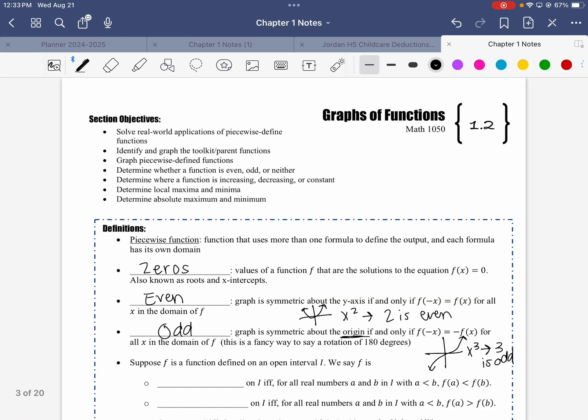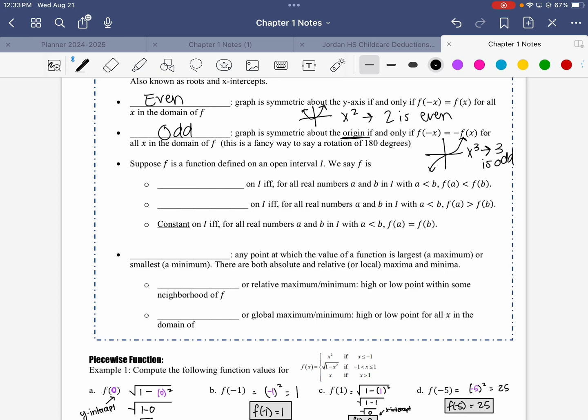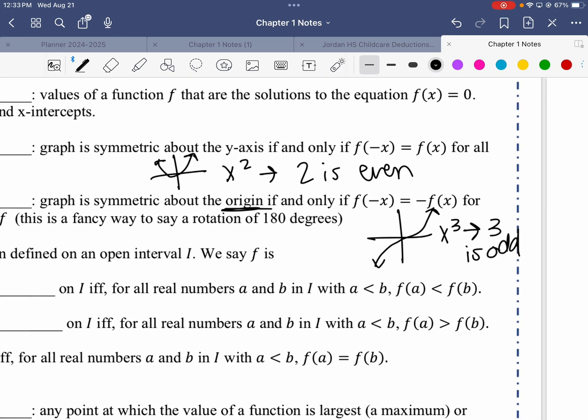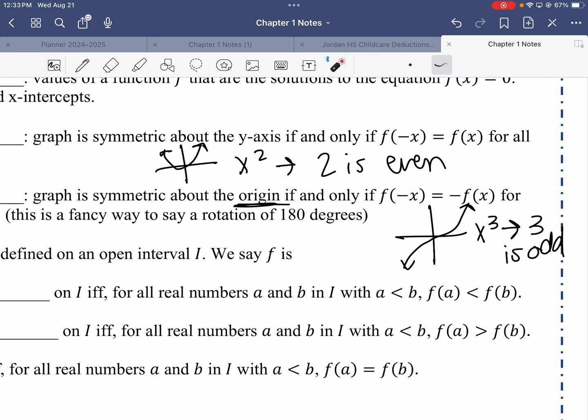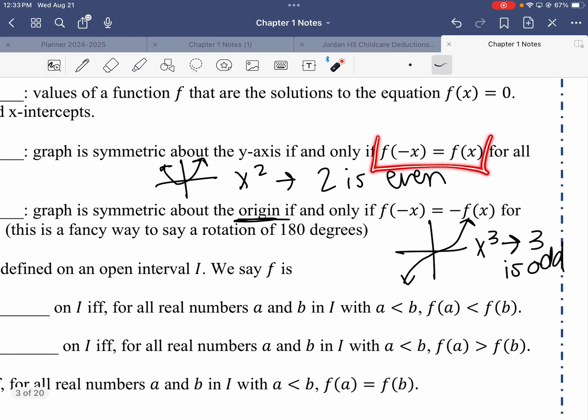Okay? All right. So here's the other thing about even, odd, and neither. They also hold these algebraic properties. So the graphing is great if you have a graph. What if you don't know what the graph is supposed to look like, though? You still need to be able to say if it's even, odd, or neither. That's where these algebra properties come in. In an even function, f of negative x should be equal to f of x.